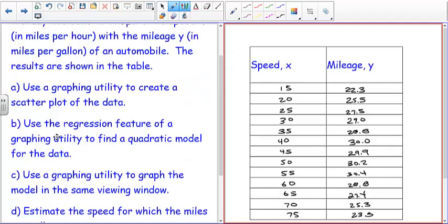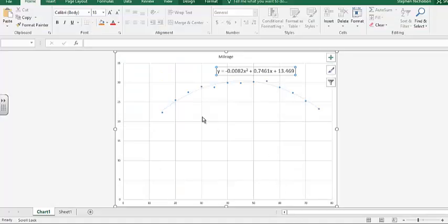So let's see what it's asking us again. Use the regression feature to find a quadratic model. Use the graphing utility to graph the model in the same viewing window. So what we're going to do now is write down that equation. So we get y is equal to negative 0.0082x squared plus 0.74661x plus 13.469.